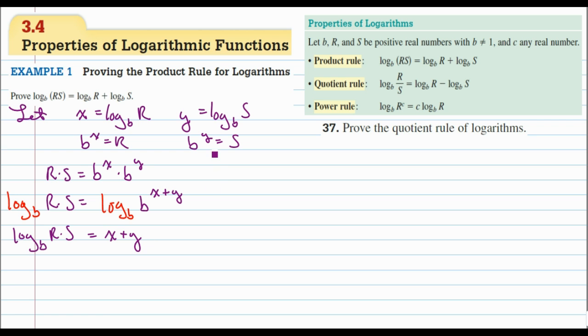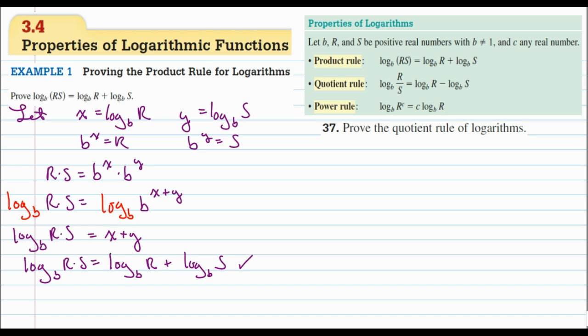Well, if I look back to what I defined x and y to be, log base b of r times s equals x, which was log base b of r, plus y, which was log base b of s. Therefore, I have completed my proof.